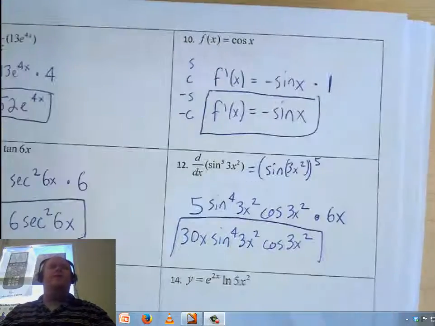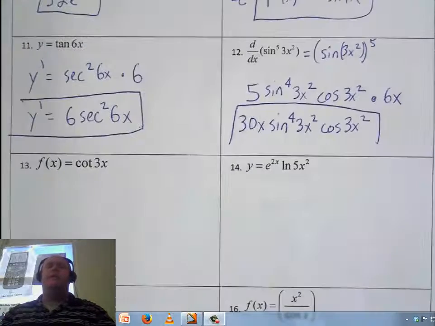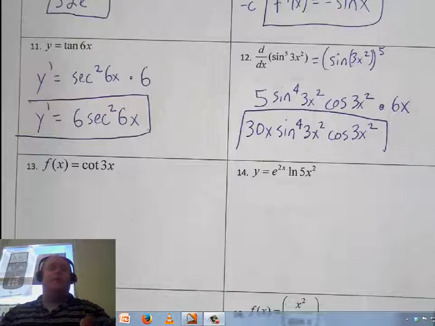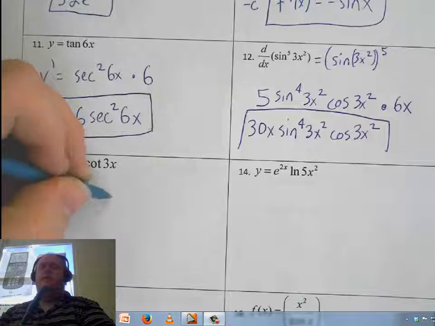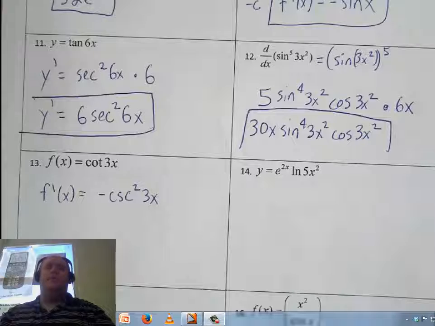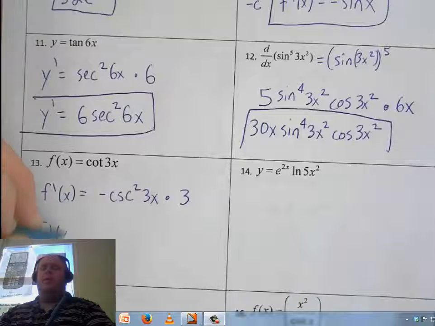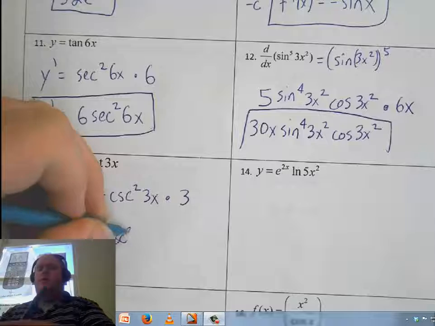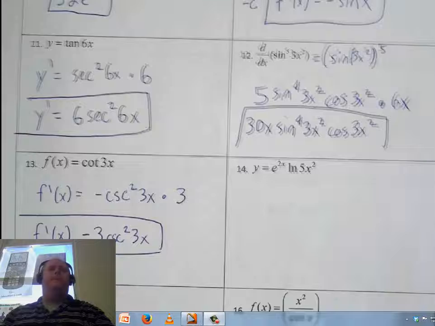Number 13. This is just one we have to memorize the formula for. All right? The derivative of cotangent is negative cosecant squared of x. But again, it's not x, it's 3x, so we have to use that chain rule again. So f prime of x equals negative cosecant squared of 3x times the derivative of 3x, which is 3. Rewriting it would give me negative 3 cosecant squared of 3x. There we go. All right.